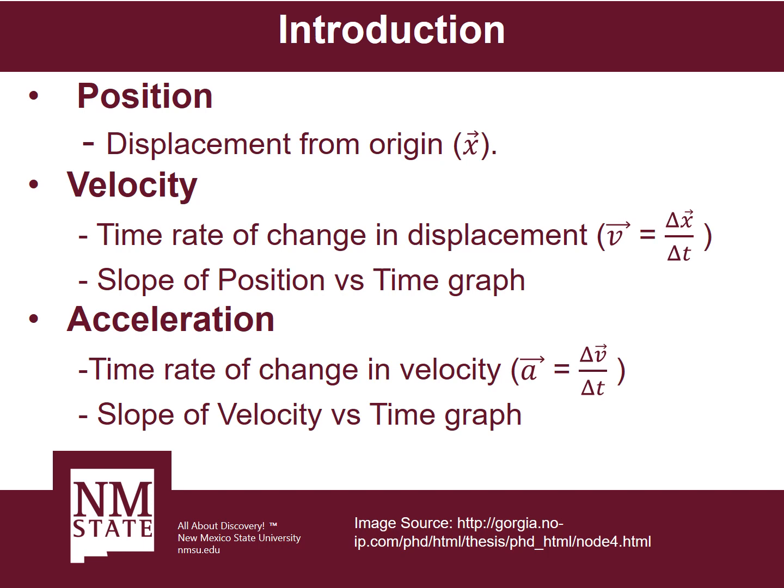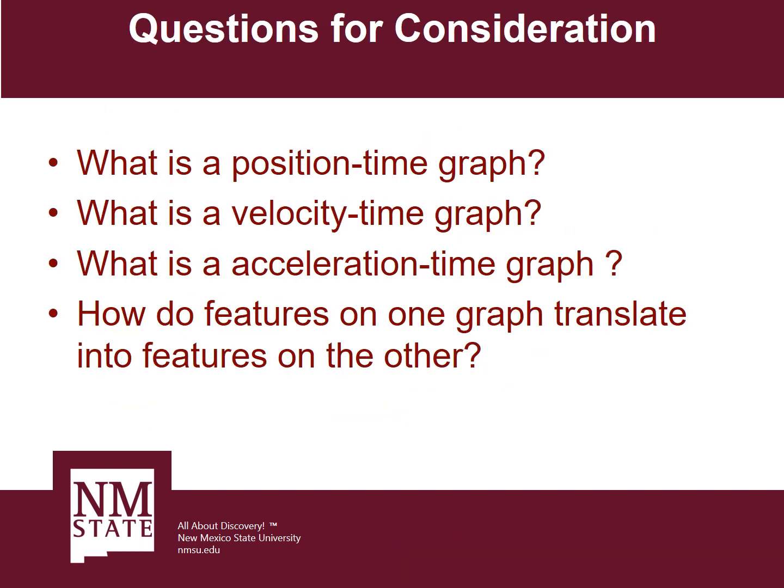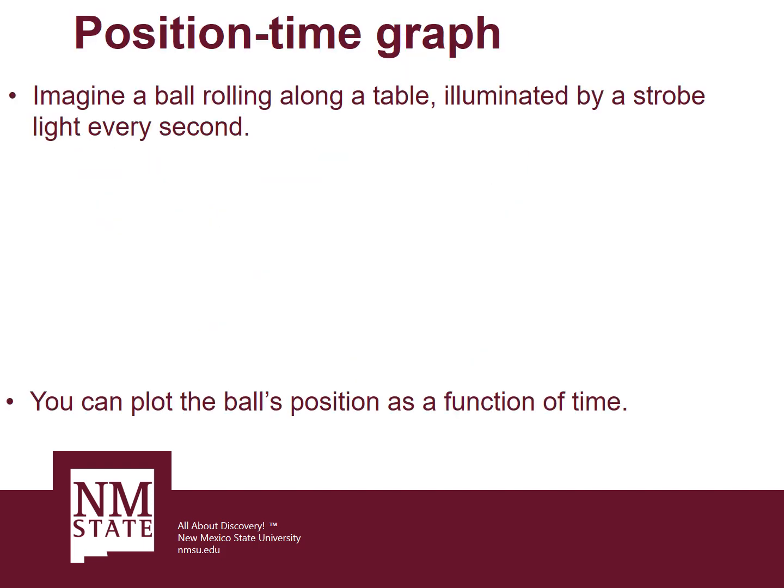Now acceleration is defined as the time rate change in the velocity. So what is a position versus time graph? What is a velocity versus time graph? What is an acceleration versus time graph? And how do these features translate into the features of one another? Now last week we did deal with the first two, and now we're just going to add the third, and you're going to see how they interact with each other.